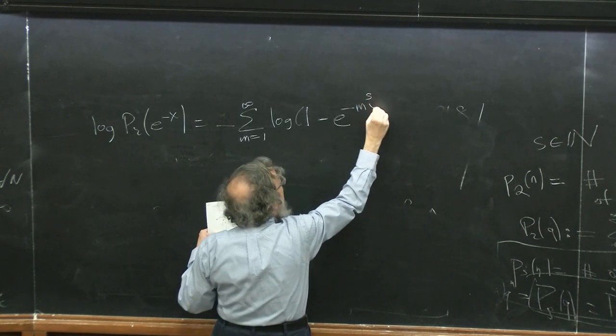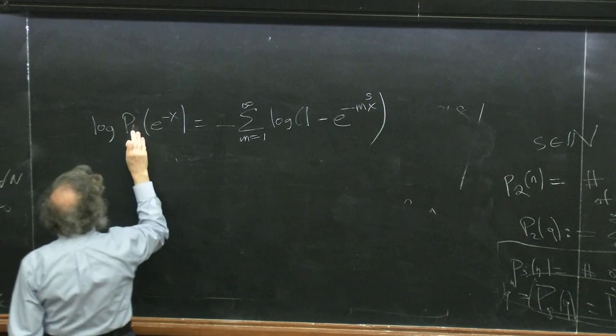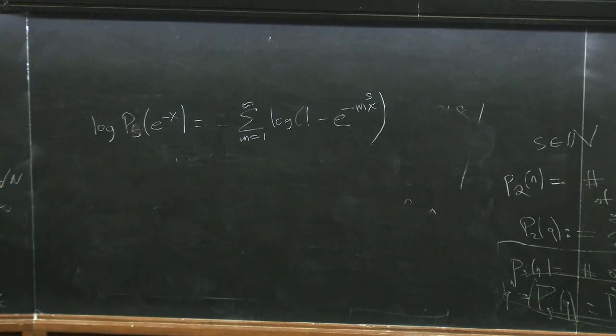Actually, now I'm doing S. Why did I do it for general S? Even though I wrote it for S equals 2, it makes no difference in the calculation. And it's fun to see that the fact that it terminates will always happen, whether S is even or odd. So this would be the function.